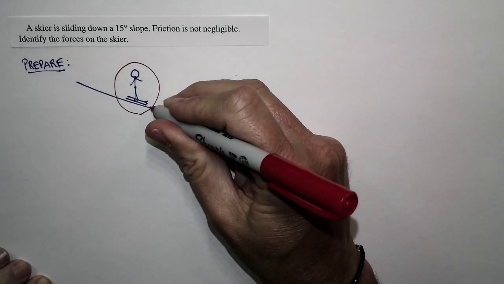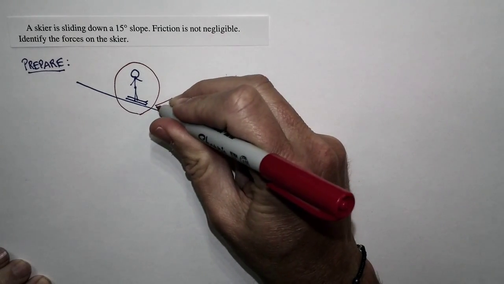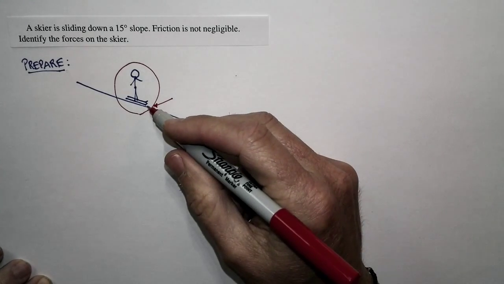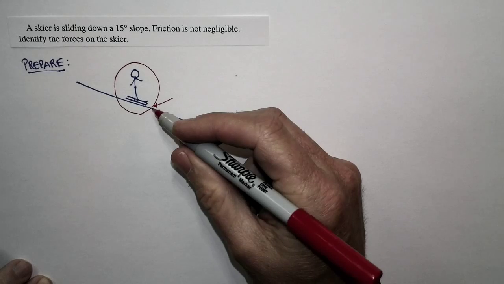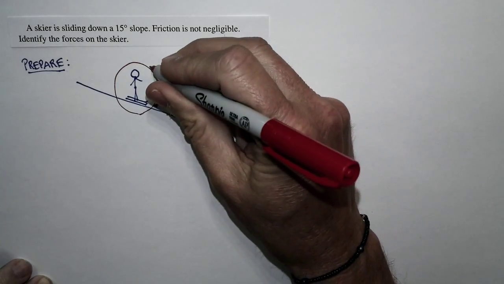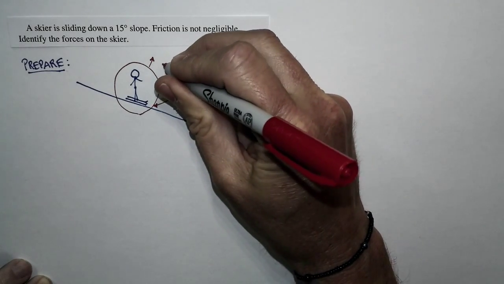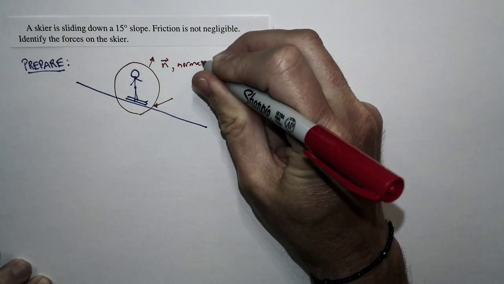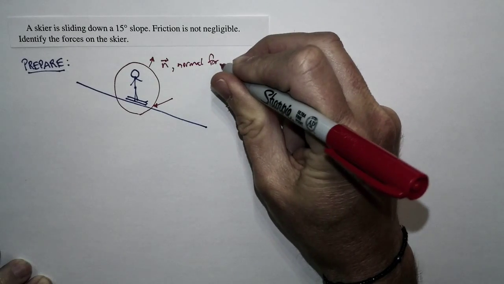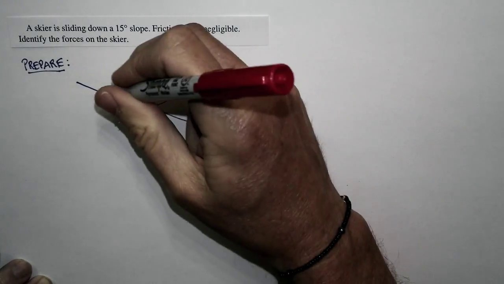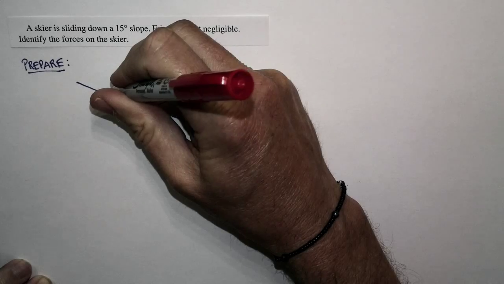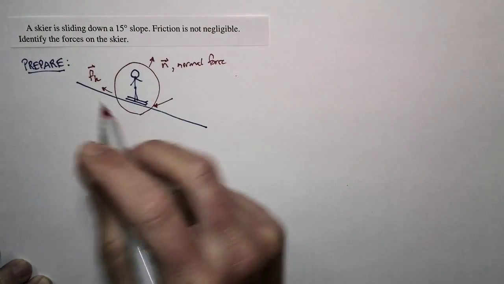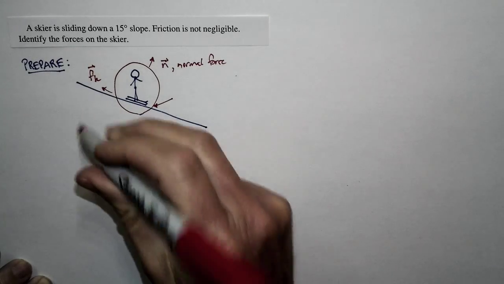Well, there's only one place where the skier is touching another object, and that's at the surface, at the slope. And there's a couple of different kinds of forces that can happen at surfaces. There's a normal force. A normal force points perpendicular to the slope. Okay, so that's one force we can have. There's also a friction force. And we're told in this case that the friction force is not negligible. Well, there's a friction force at this surface, and it's going to point up the slope. And it's kinetic friction because the skier is sliding.